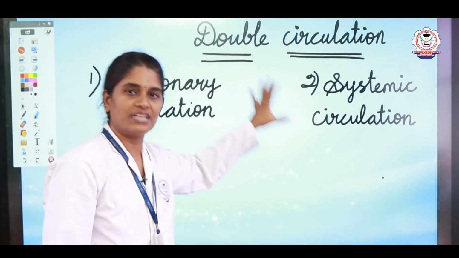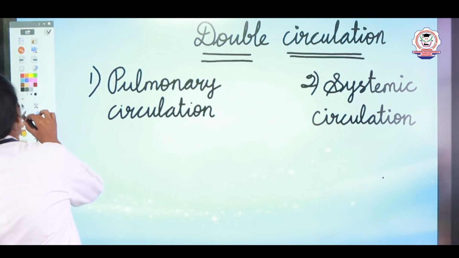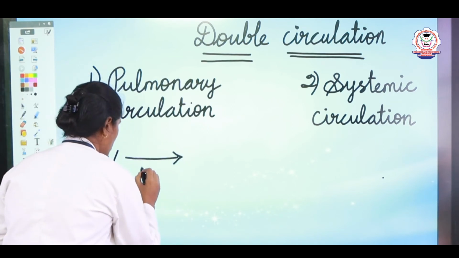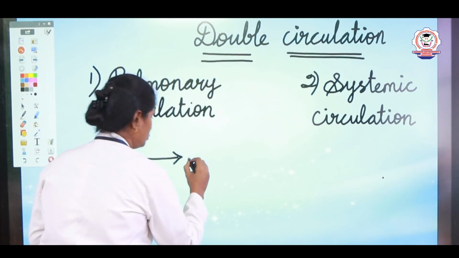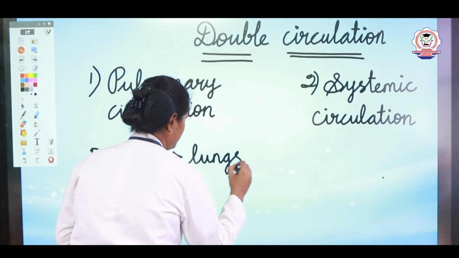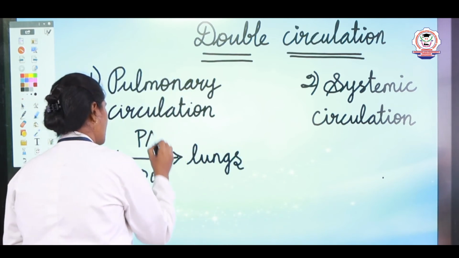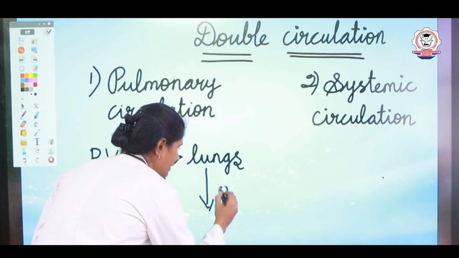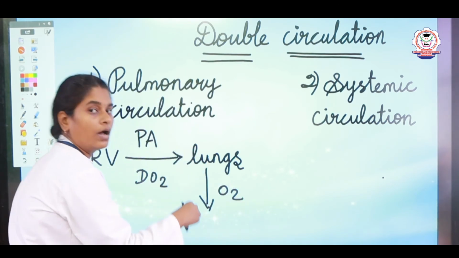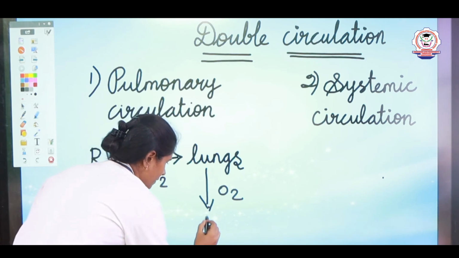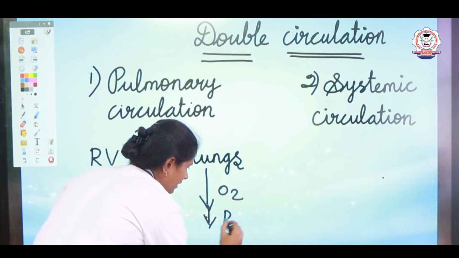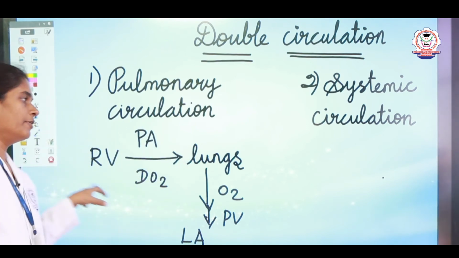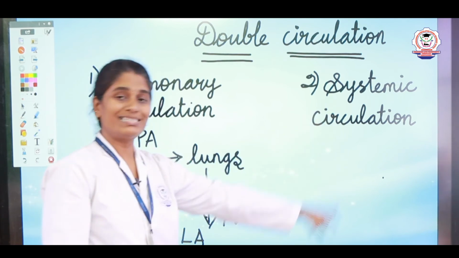So pulmonary circulation is nothing but from the right ventricle, the deoxygenated blood enters the lungs through the pulmonary artery. And again from the lungs the oxygenated blood enters into the heart through the pulmonary vein into the left atrium. So this circulation we call it as pulmonary circulation. And what is systemic circulation?